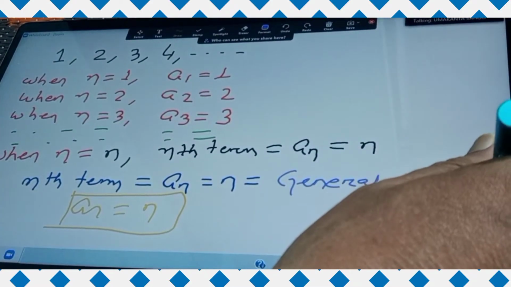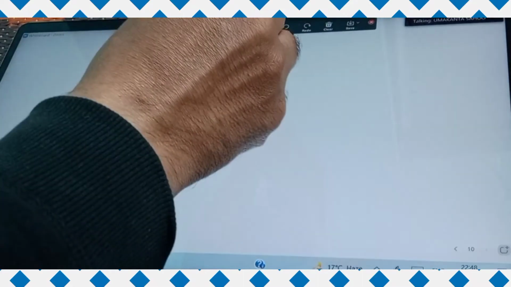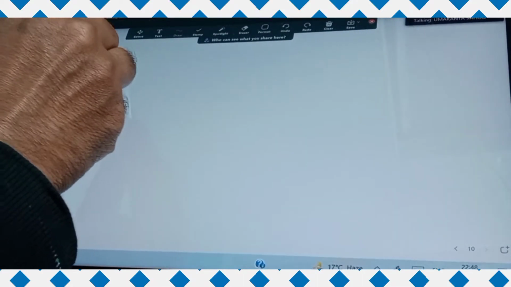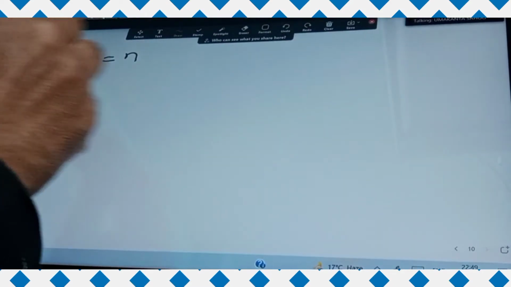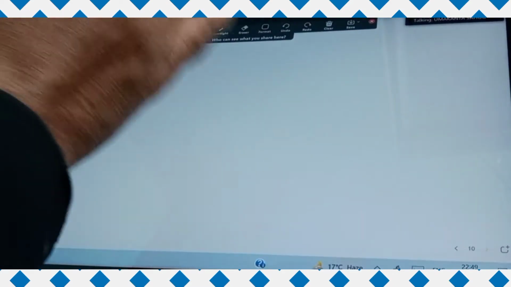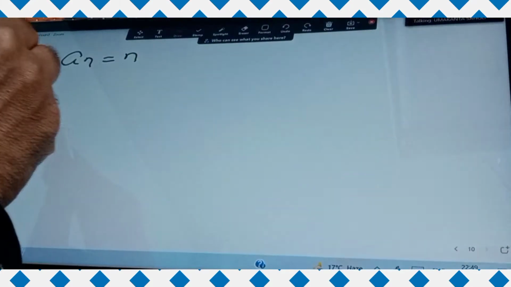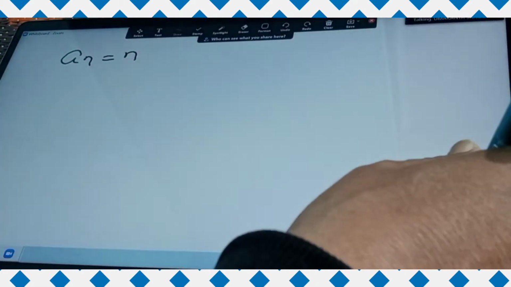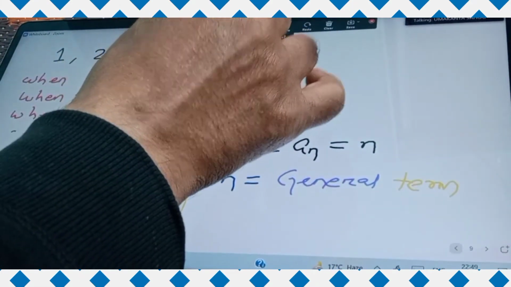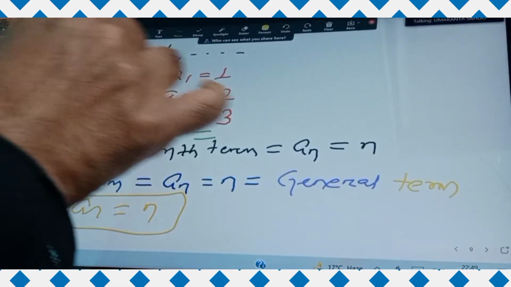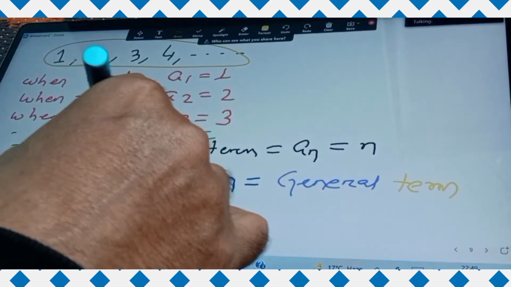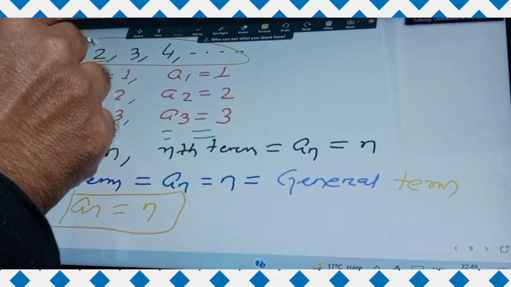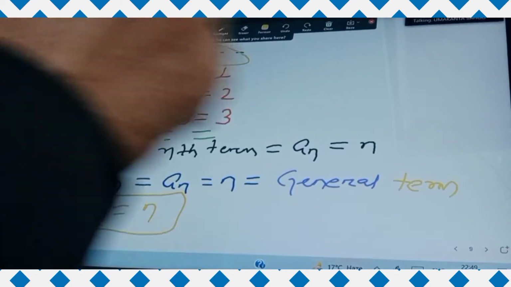Suppose I am writing in the reverse manner: suppose an is equal to n, a single general formula. Can I write a sequence with the help of this general formula? With the help of this, we can express the set of natural numbers. So an is equal to n is a general formula by means of which we can explain every term in the set of natural numbers.